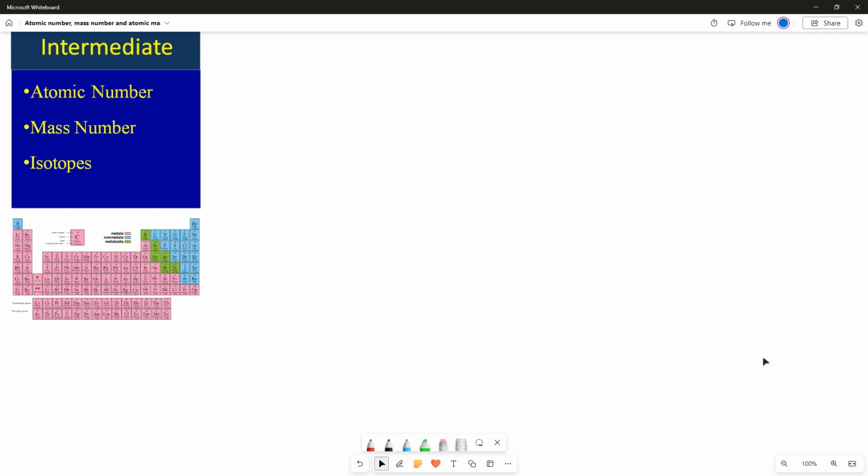These are all talking about parts of the atom, basically protons and neutrons, and how they exist within an atom. So if we take a look at the first term, atomic number. The atomic number is, simply put, the number of protons in an atom.